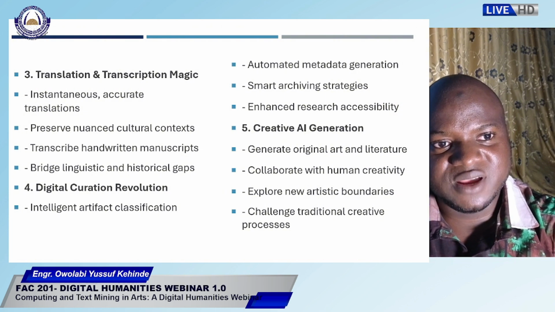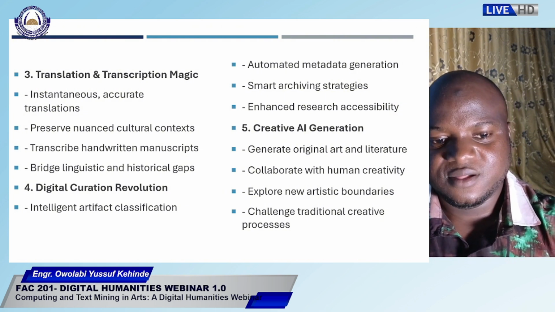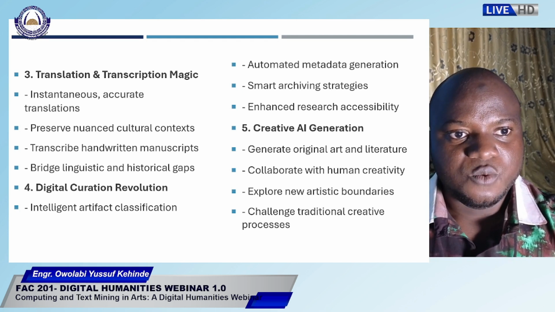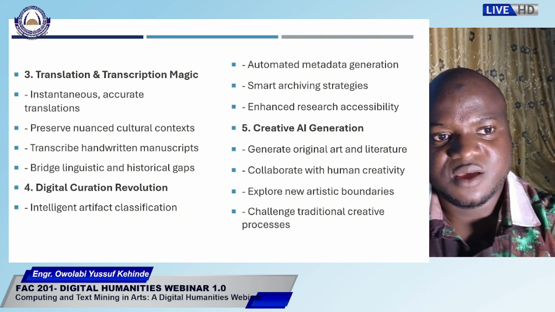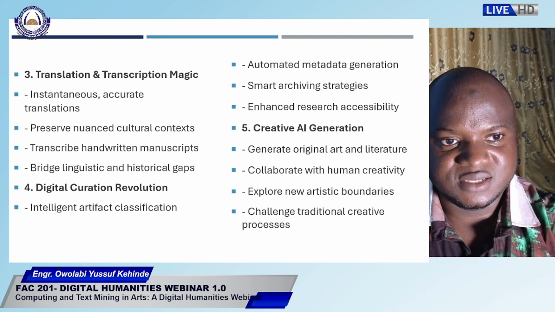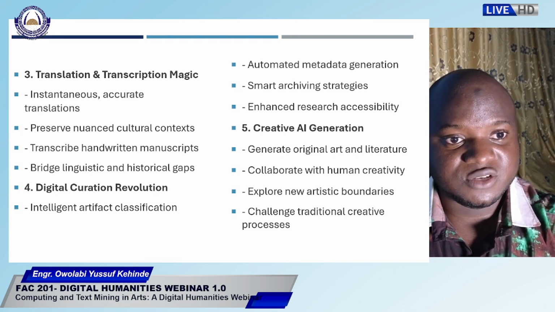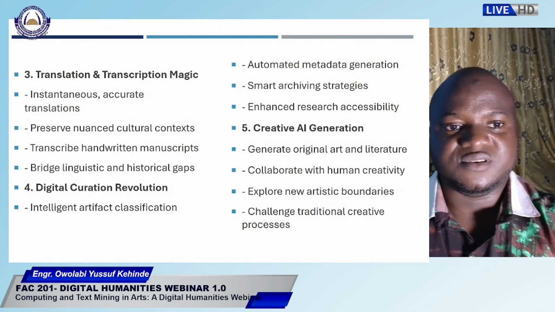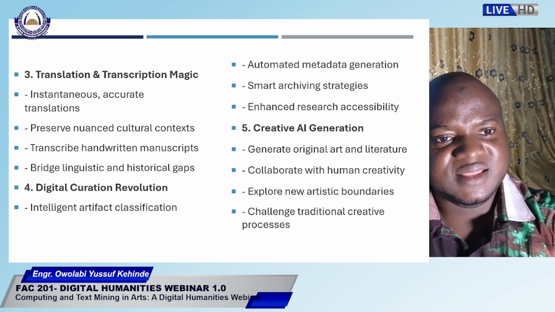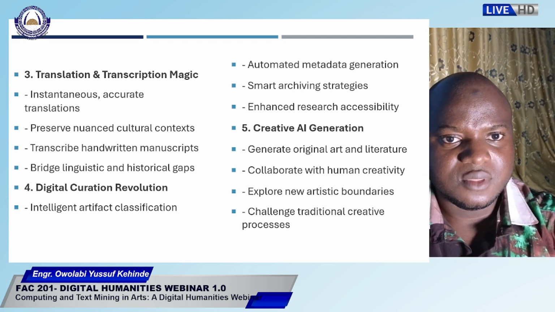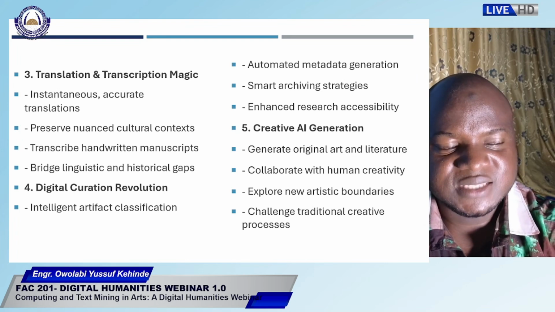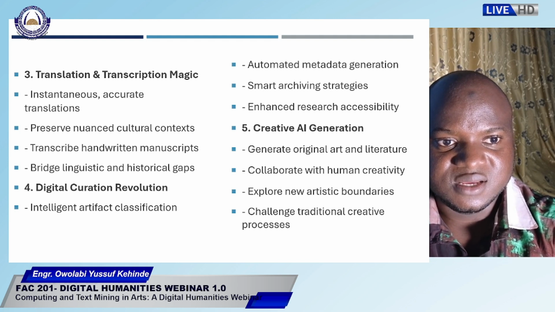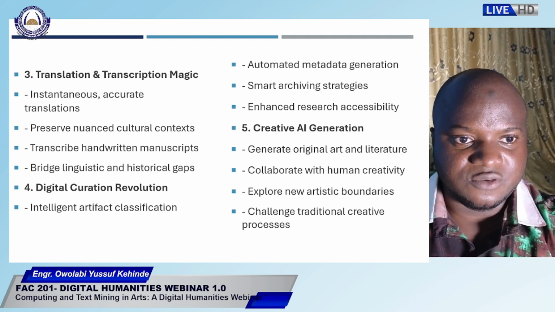Instantaneous and accurate translations. We have AI translating tools like Google Translator. We also, in translation and transcription magic, preserve nuanced cultural context, transcribe handwritten manuscripts, and bridge linguistic and historical gaps. Number four, digital curation revolution. Intelligent artifact classification, automated metadata generation, smart archiving strategies, and enhanced research accessibility. These are part of what AI can achieve for you in digital curation.